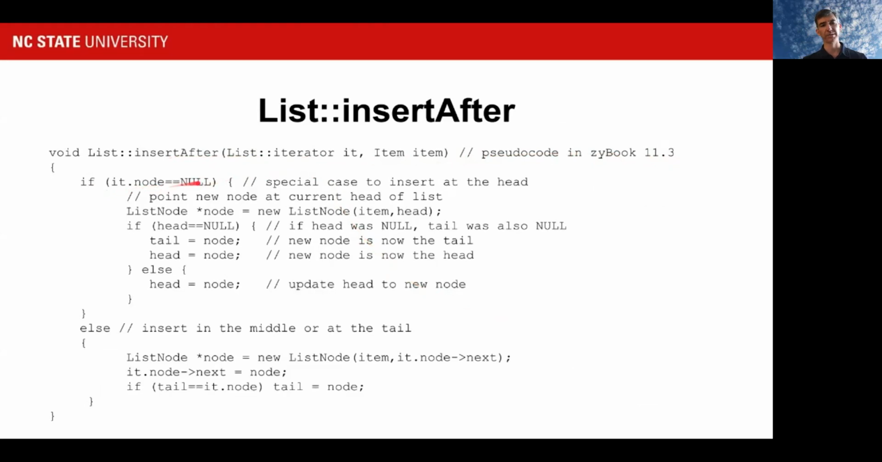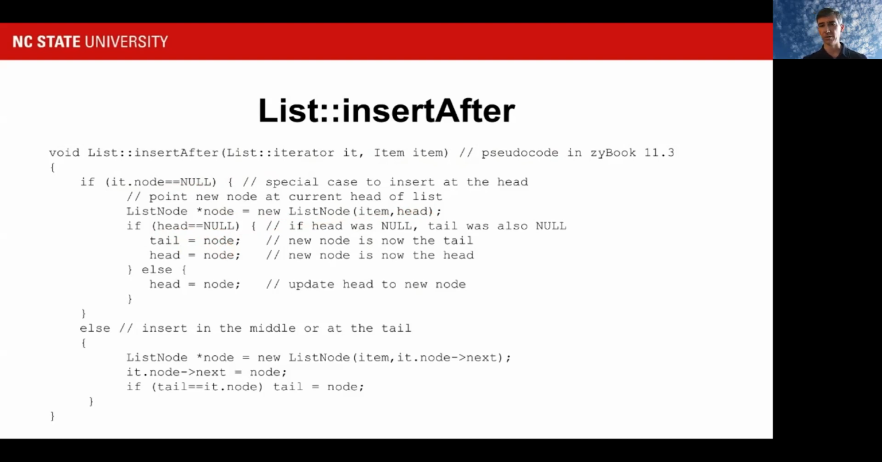If the iterator is a null value, then this is the special case where we insert at the head. So when we allocate the list node object, we pass in the head pointer to indicate that we should go ahead and initialize its next pointer to be the head, right, to point to the head. And then if the head is null, then we set head and tail equal to this node, because that means it's the only thing that's going to be in the list, and we need to set both head and tail to point to this node.